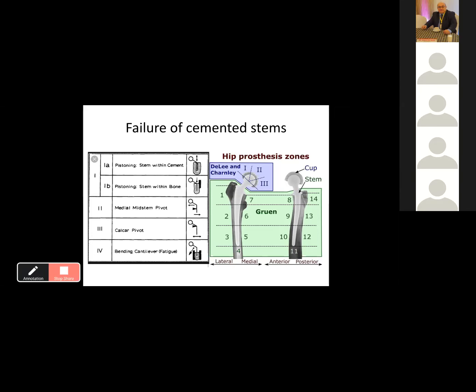So how did they fail? Well, Gruen proposed that there were 4 modes of failure. Mode 1 was split into A and B. A is pistoning. Pistoning is the stem moving. So you could have the stem moving within the cement mantle. The cement mantle was well fixed, but the stem itself was loose and would move up and down. Or you could have the cement bonded well to the stem, and actually all of the cement moves up and down within the femoral canal, and that was a type B failure.